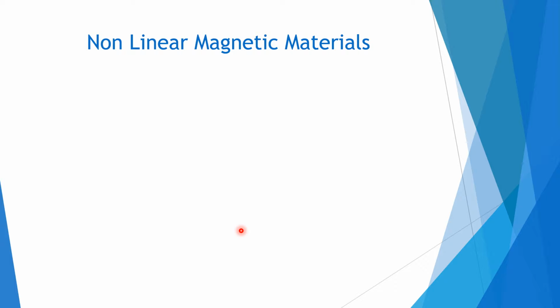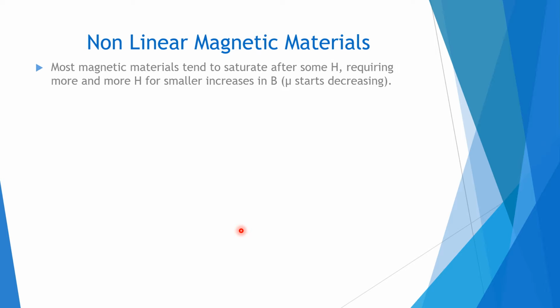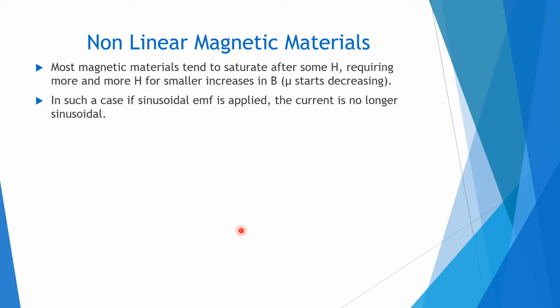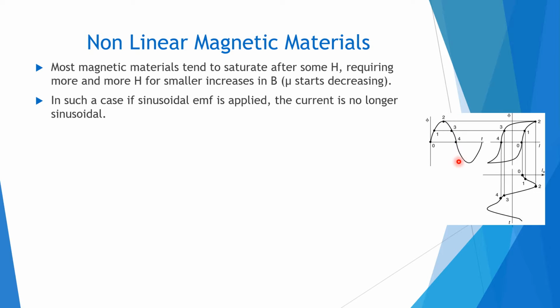Now what if the magnetic material is not linear? And this is where things start getting a bit shady. For most materials, when you start increasing H beyond a certain point, you need to increase H a lot to see a small increase in B. In simple words, you need to provide a lot more current just to get a small increase in the flux, right? And in such cases, if you apply a sinusoidal EMF, the current that is now produced is no longer sinusoidal.